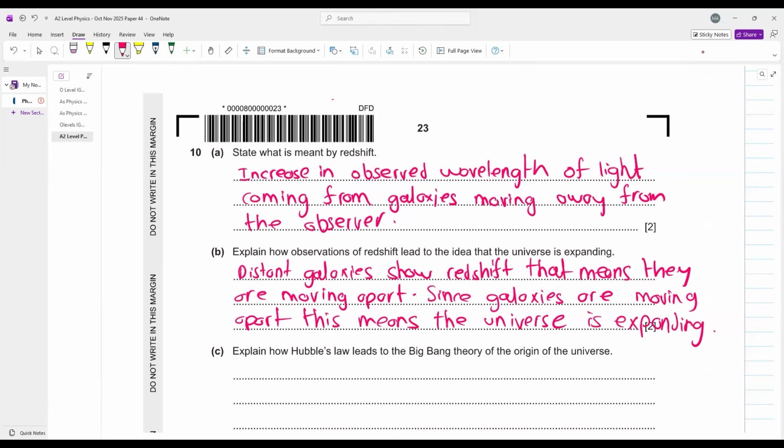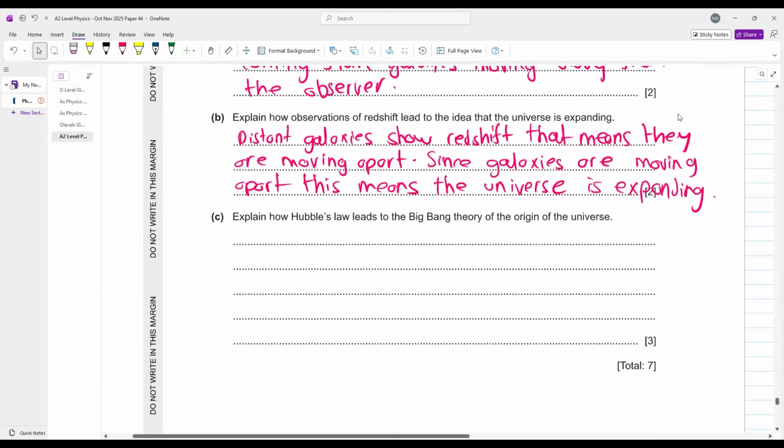Simple. आगे बढ़ते हैं. Explain how Hubble's law leads to the Big Bang theory of the origin of the universe. बेटा Hubble's law लीड किस तरह करता है to the Big Bang theory of the universe. ठीक है, तो first of all तो आप Hubble's law को state कर दो. How will you state Hubble's law? You will say the speed of recession of the galaxy is directly proportional to the distance of galaxies from the observer.